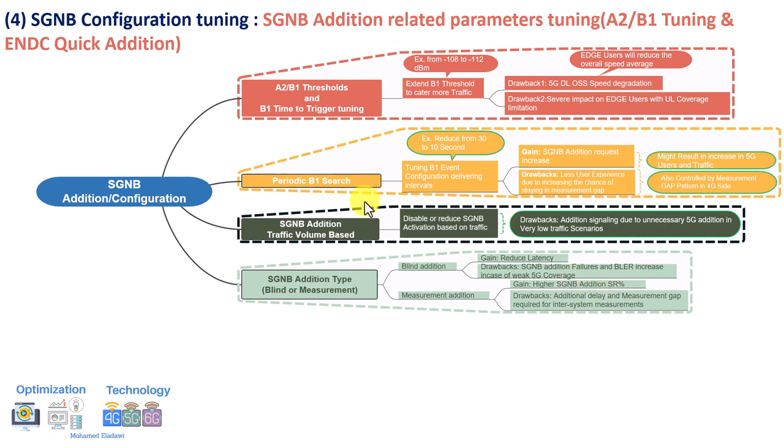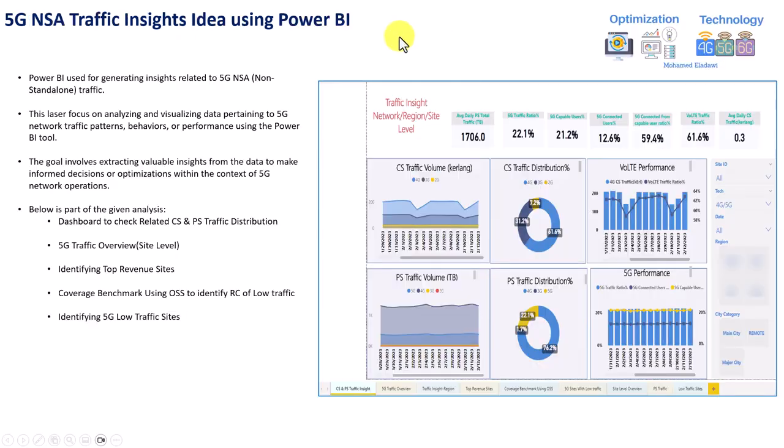Now the next part which I would like to take you into is just some ideas using Power BI to try to identify problematic sites where you have problems in 5G, particularly for the traffic scenario, and also what kind of root causes can be identified from the OSS.